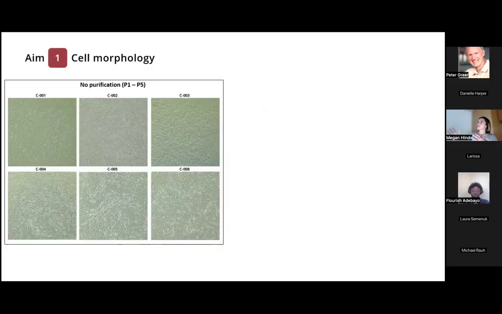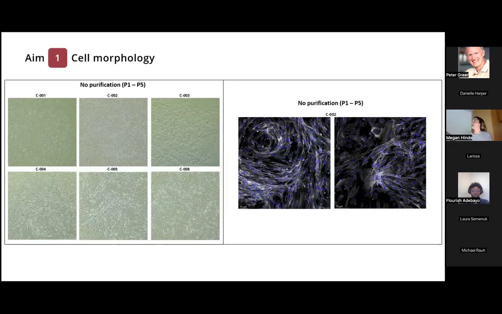And so this is just another example of what I'm looking for. These are more bright field images, from 6 out of 8 of our controls. These were not purified, and you can see that they have that whirling conformation that you see in fibroblasts, and they don't exhibit contact inhibition. This is also mirrored in the confocal images that I want to show so that you can see how these cells grow when they're overgrown with some type of contaminating cell.